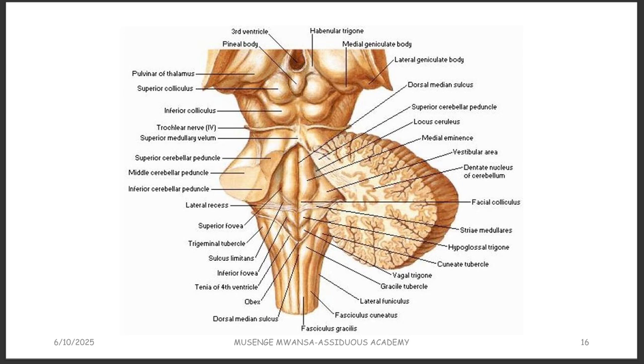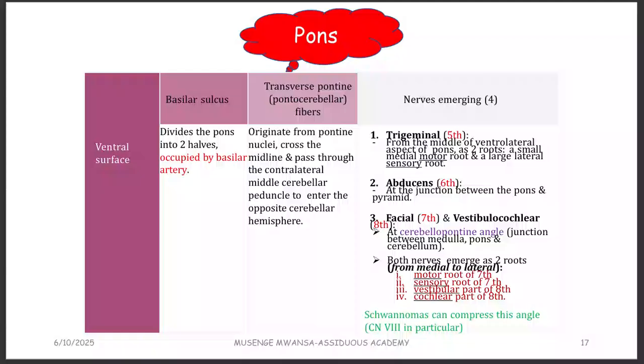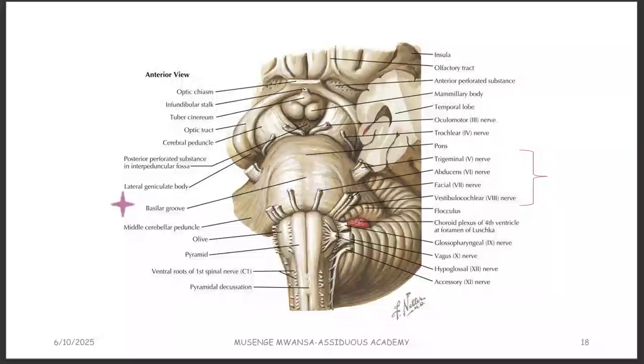Please make sure you can identify the parts. They can ask you which of the following parts make up the external part of the medulla, either anteriorly or posteriorly, and they can as well bring a diagram. After the medulla, we go to the pons. So the pons, this is the structure that you can see on top here.